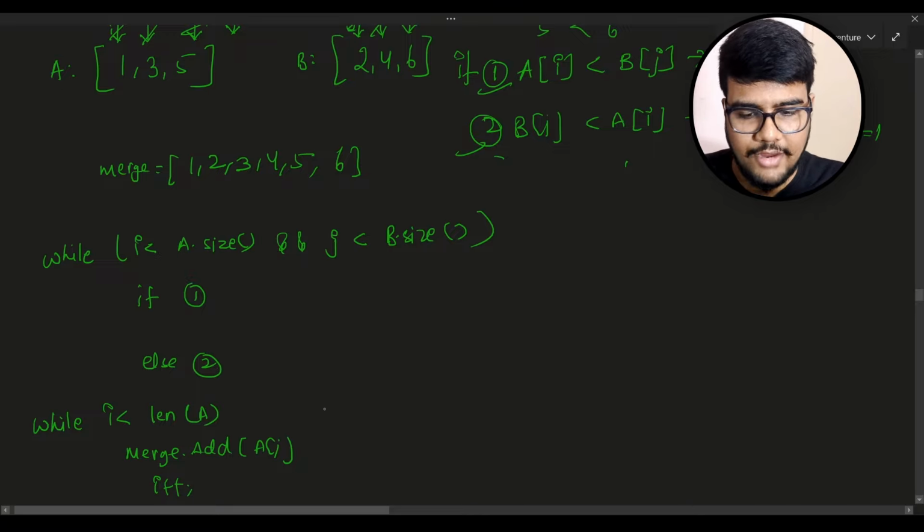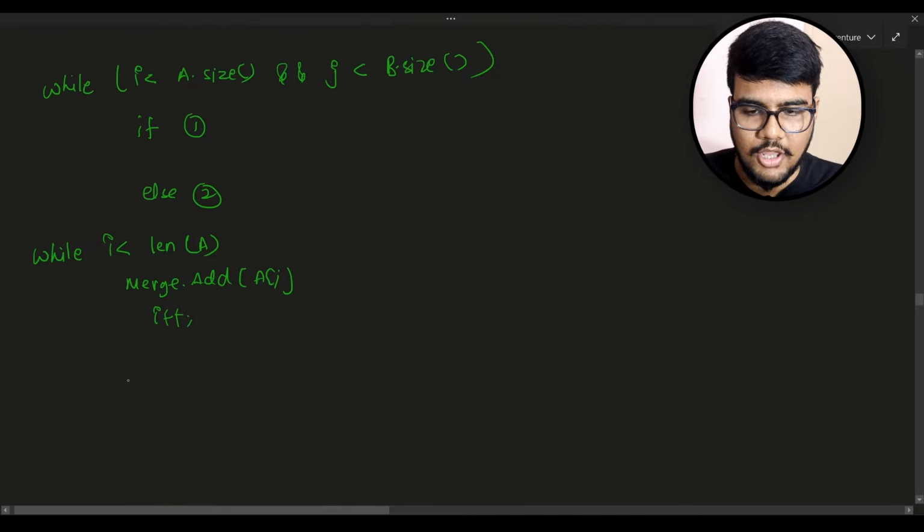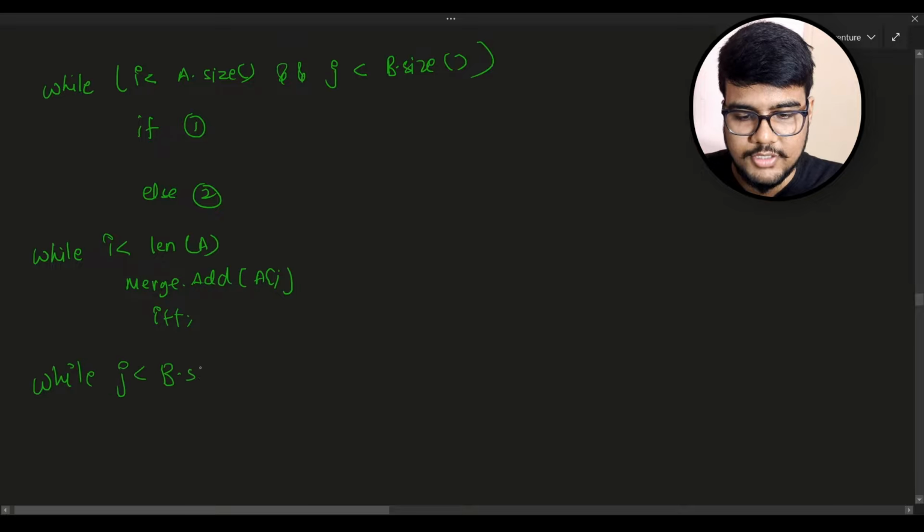I'm not following any coding language till now. And now, for J also, it might be that some element would be left in the B array also. So B dot size, is it? And just tell merge, please add all my B elements also. That's it. And J plus plus.